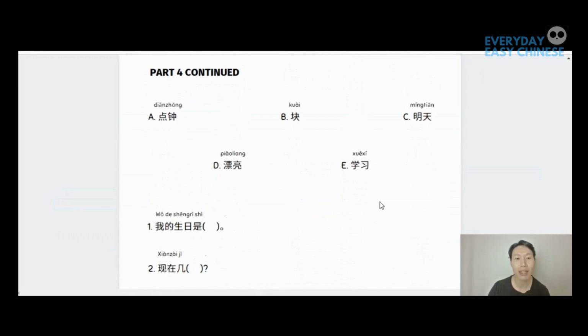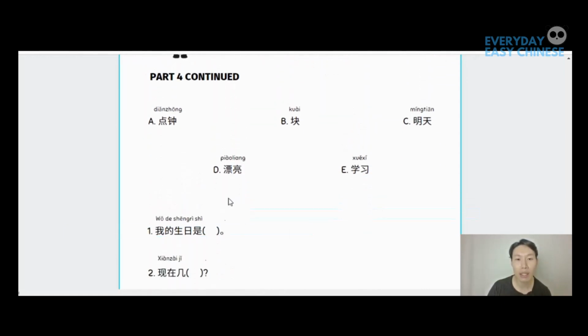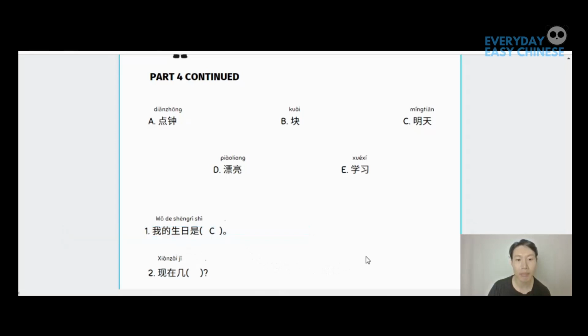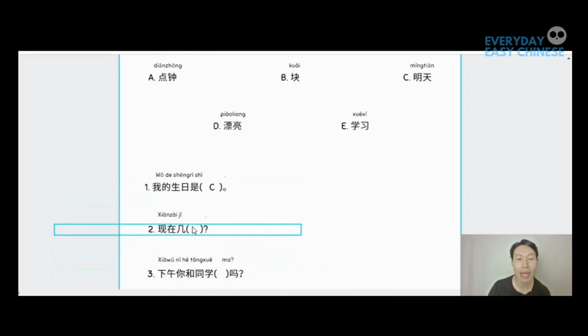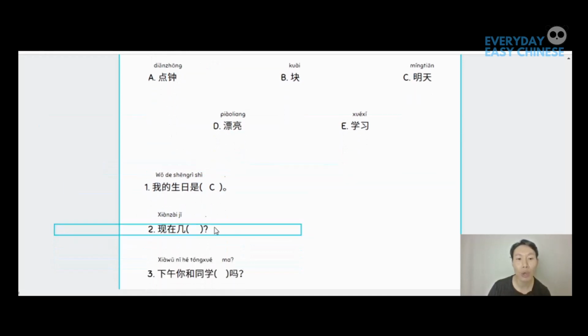Okay, the final set of questions. 我的生日是. So we have 点钟 and 明天. Obviously the best answer is C. 明天, my birthday is tomorrow. 现在几? 现在几 means now, how much or how many. So how much or how many what? So 点钟. What time is it now?